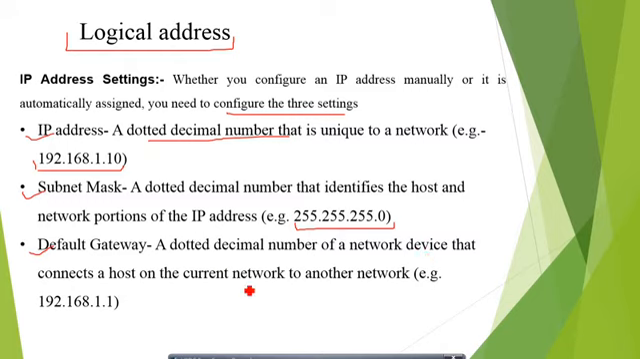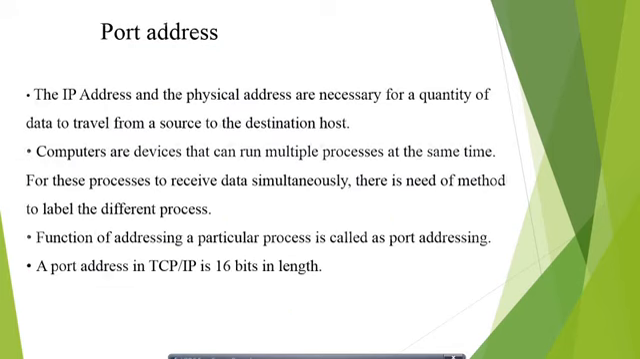Okay, and the default gateway, the third thing that you need to configure, is the default gateway. So basically this is the dotted decimal number of a network device that connects a host on the current network to other networks. You can think of it as basically one of the interface addresses of the router through which this network, in which this particular host is connected.